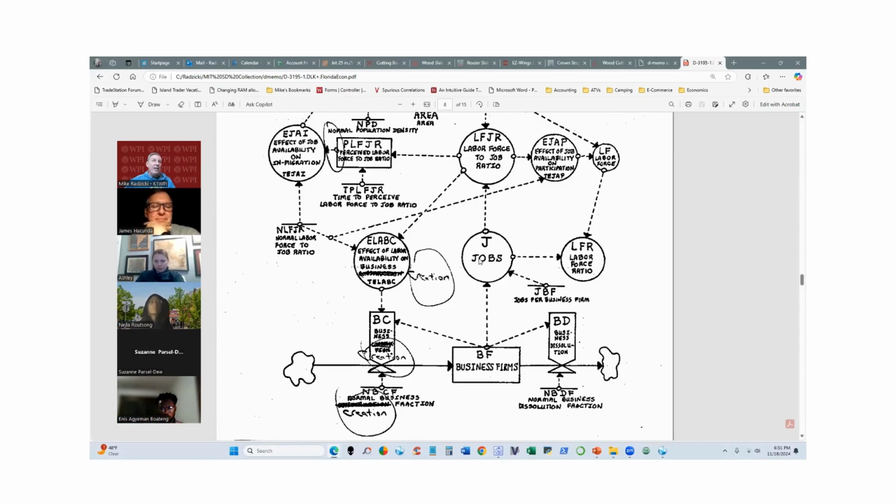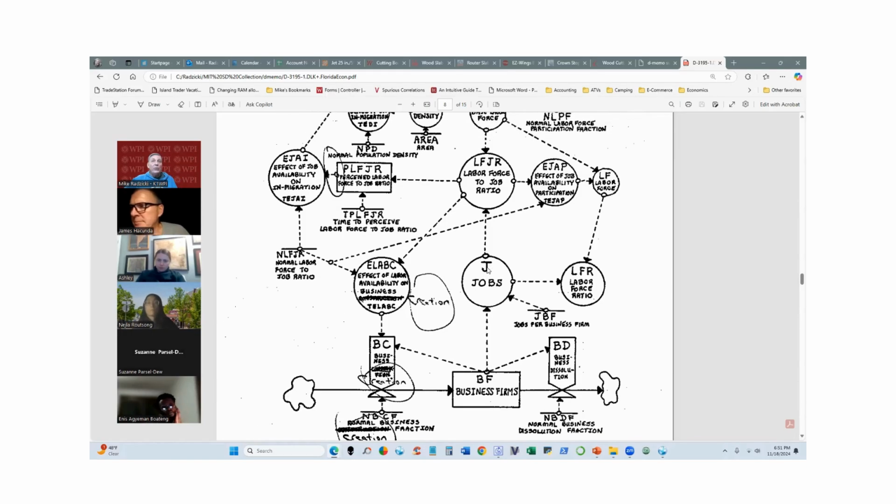The denominator. Okay, well, firms are offering jobs. Okay, and there's jobs per business firm here. So on average, a business will offer or employ so many people. So jobs means that they're being employed, they're working. So there's no flow of being hired.